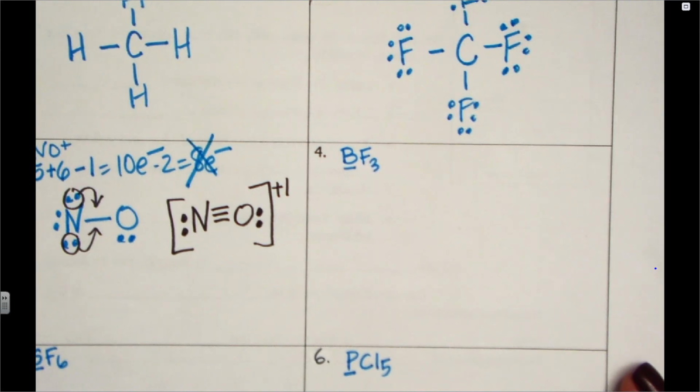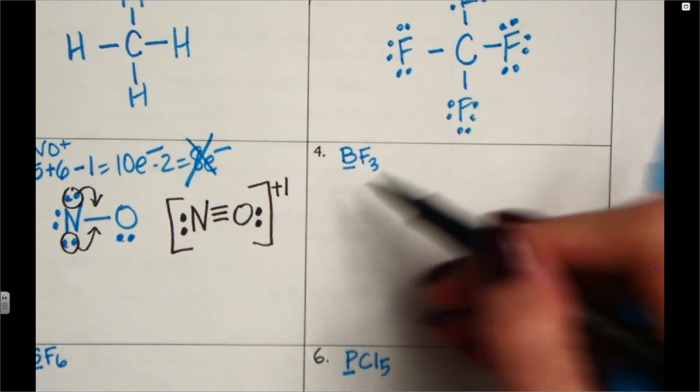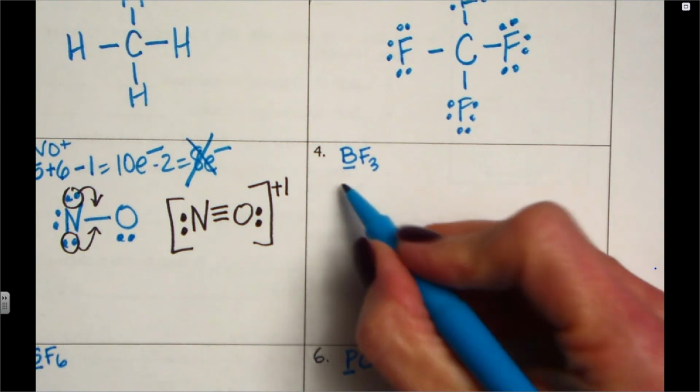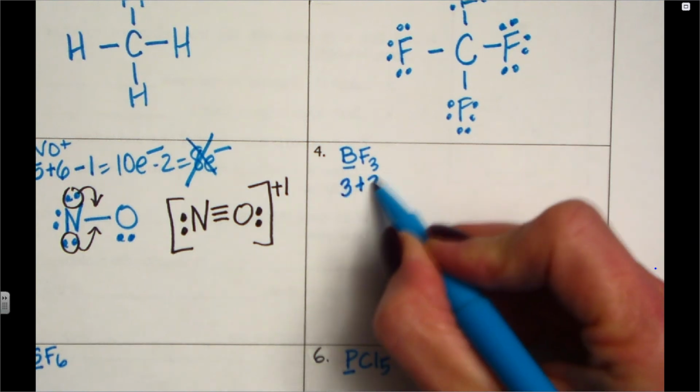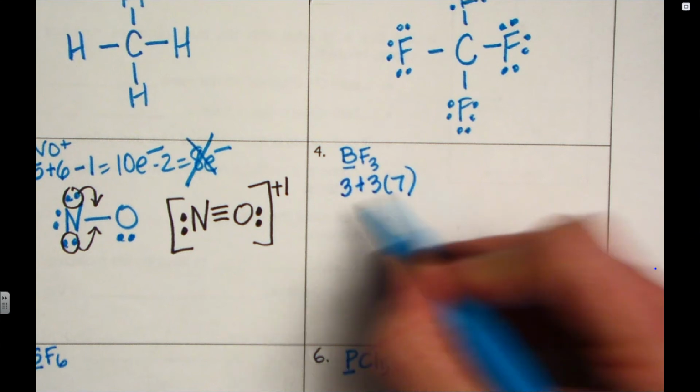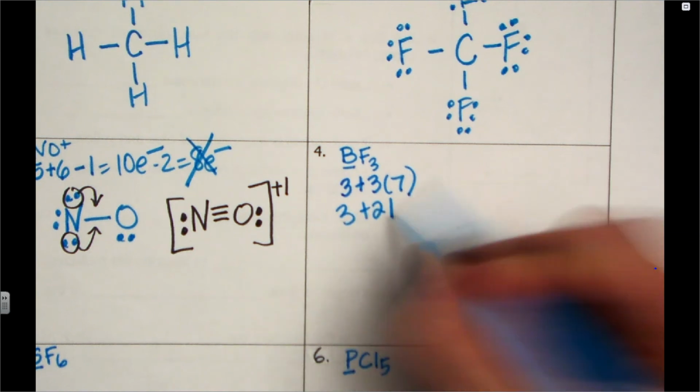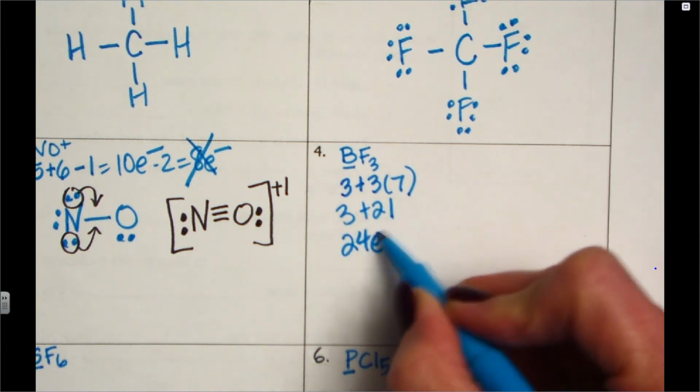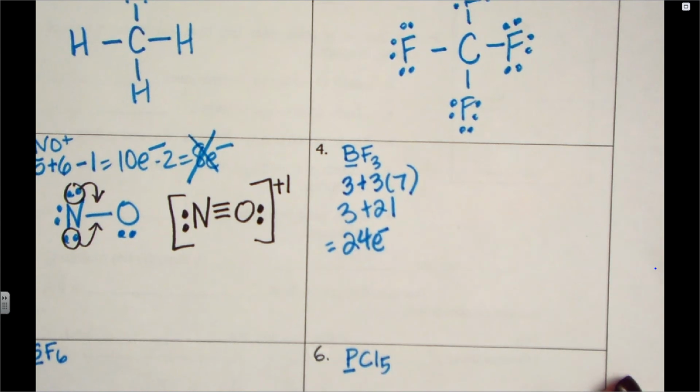All right, let's take a look at BF3. So here we have boron in group 3A. He has 3 valence electrons. There's 3 fluorines. They have 7 apiece. So that's going to give you 3 plus 21, which gives you a total of 24 electrons that we have here to use for bonding.